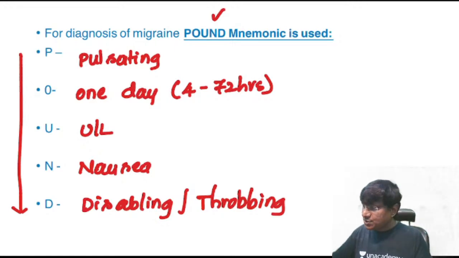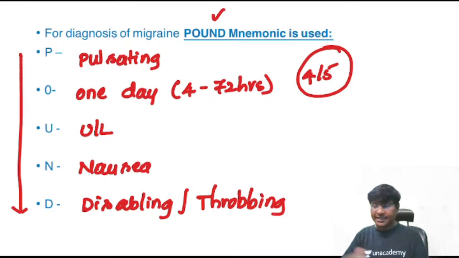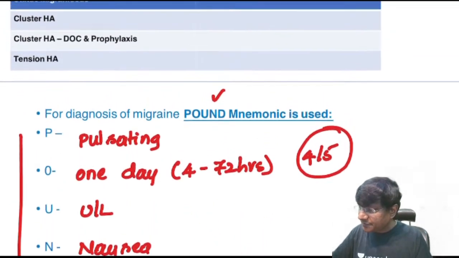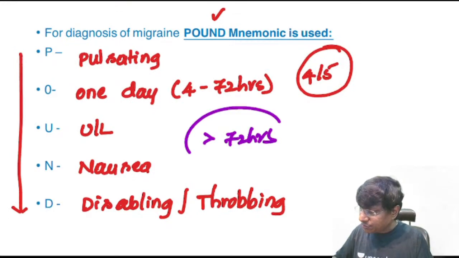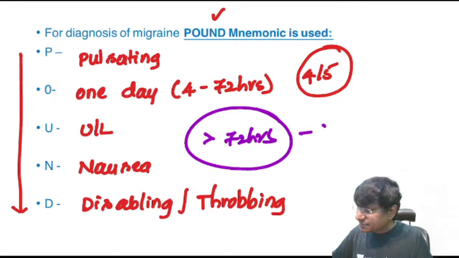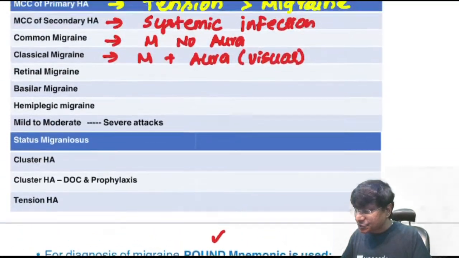Out of these 5, if at least 4 are there, then we can consider it as migraine. And if the duration of migraine is more than 72 hours, we call it status migrainosus. Okay, so this is about the description of migraine.